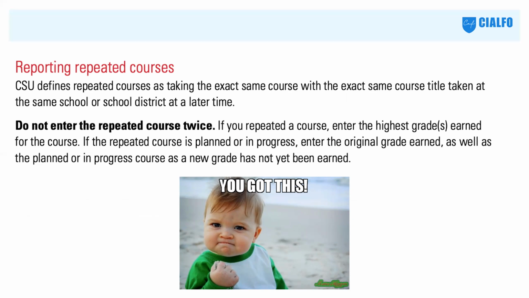And again, just to repeat that, this says if you repeated a course, you'll enter the highest grade earned for the course. If the repeated course is planned or in progress though, this is something else to note, you'll want to enter the original grade earned. So if this is the case, if you, for example, failed second semester chemistry last school year and you're now making it up this school year, you do have to report that failing grade because you haven't received a new grade to replace it yet. So in that case, you would report the failing grade, and then for this school year, you would say that the course is in progress and then planned for the spring.